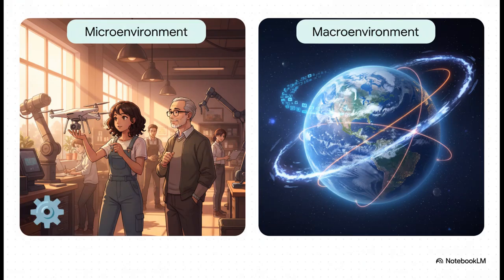The easiest way to think about it is this. The microenvironment is like your immediate neighborhood. It's the stuff that's close by, the things you can actually interact with and even influence. But the macroenvironment? That's more like the global climate. These are the huge forces you can't change, but you have to understand them so you can adapt. Let's zoom in on that neighborhood first.